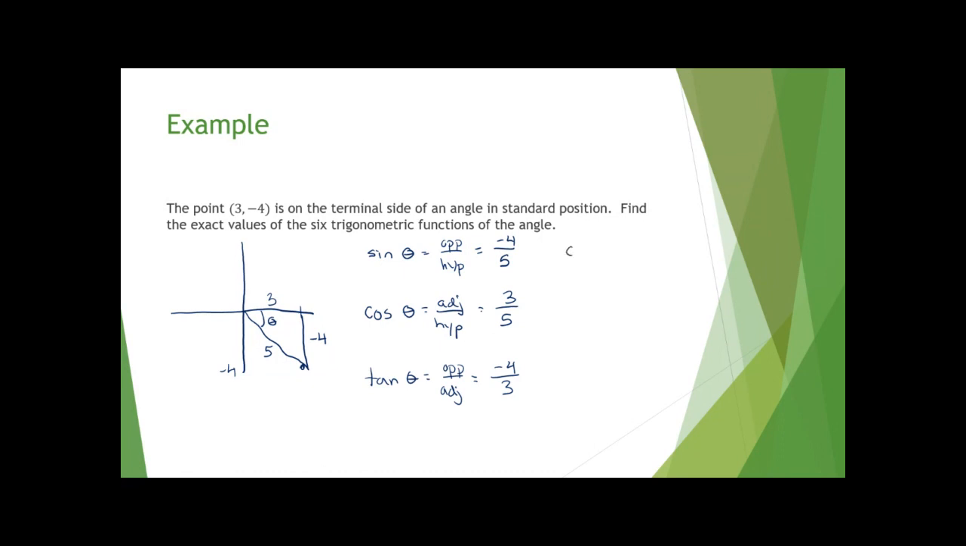So the reciprocal of sine is cosecant. So that's going to be 5/-4. The reciprocal of cosine is secant. So that's 5/3. And then the reciprocal of tangent is cotangent, which is 3/-4.